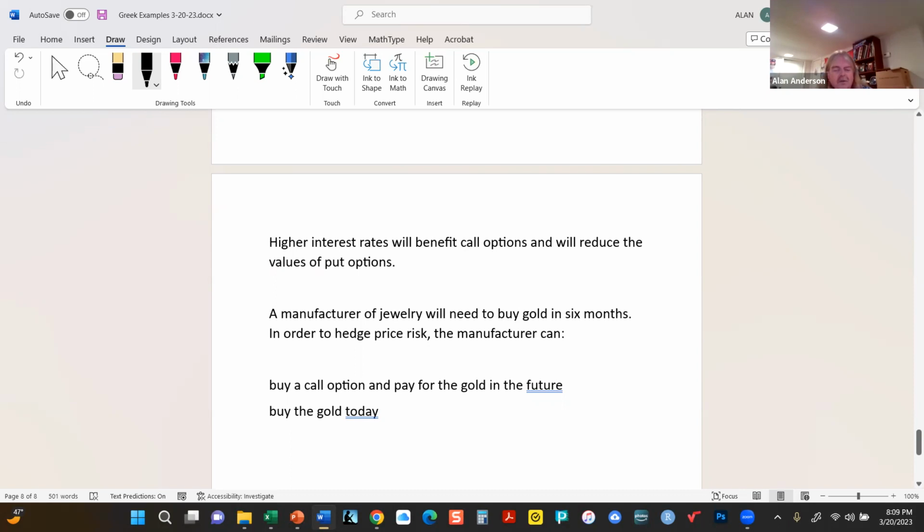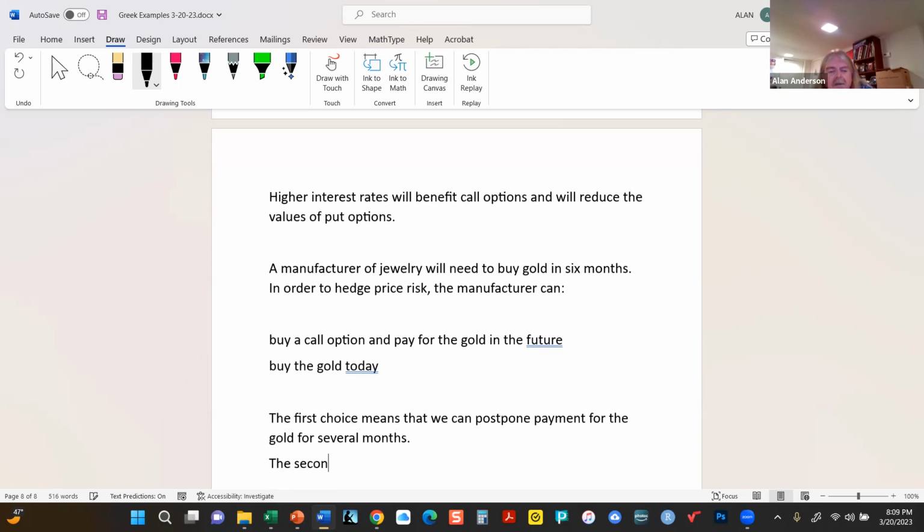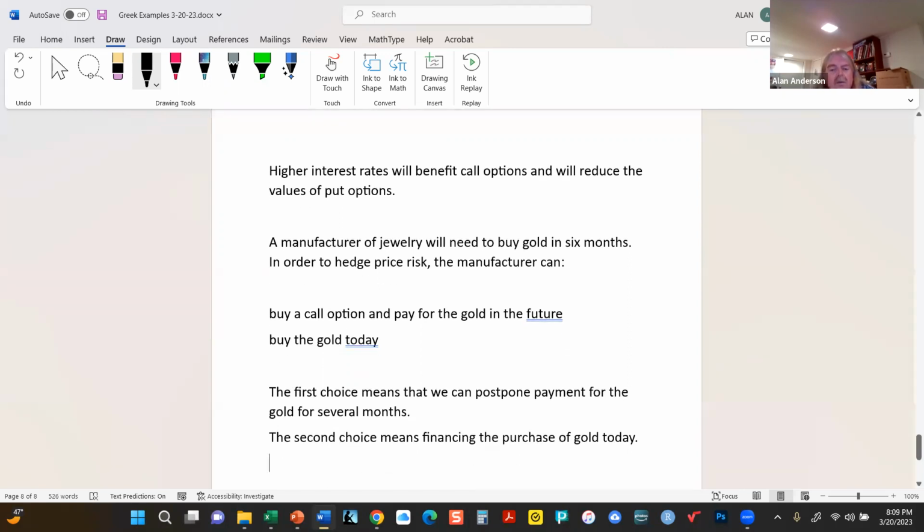So now, of course, which one do we use? Well, the first choice means that we can postpone payment for the gold for several months. The second choice means financing the purchase of gold today. So the first choice will be more valuable and save more interest as interest rates increase.